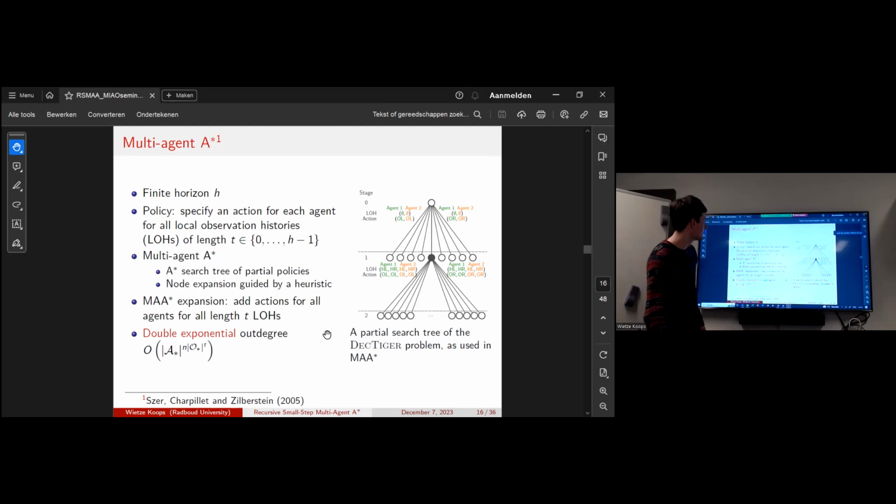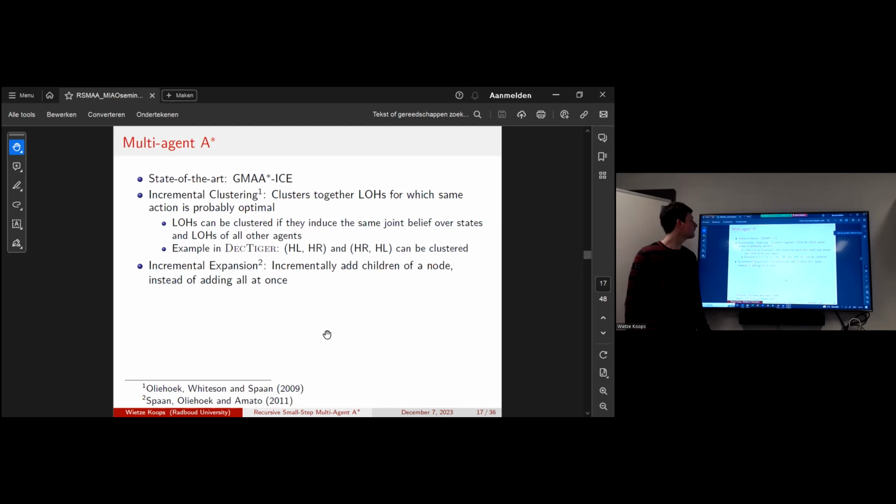So this is what is known, and there are a few improvements to this, leading to generalized multi-agent A star with incremental clustering and expansion. What incremental clustering does is cluster together local observation histories for which you can already prove beforehand that taking the same action is probably optimal. So for this, we at least need to know the distribution. I have two observation histories. At least the distributions over the state have to be the same. So based on these observation histories, we have some belief over what the state could be, which is the probability for every state. Those have to be the same.